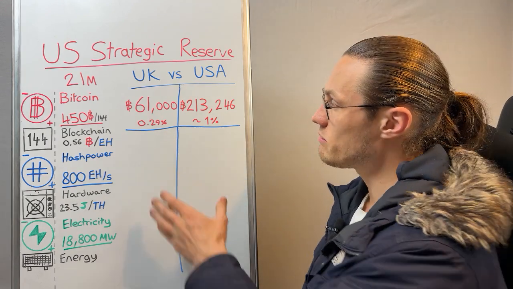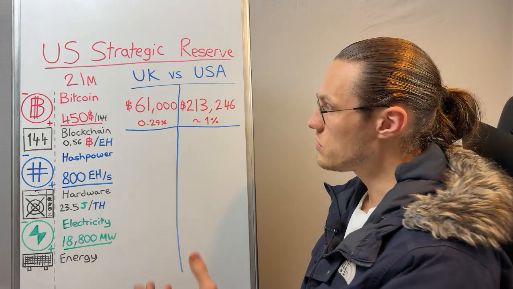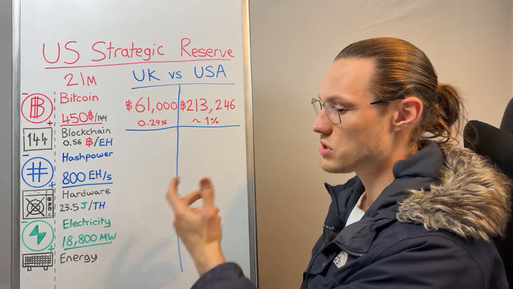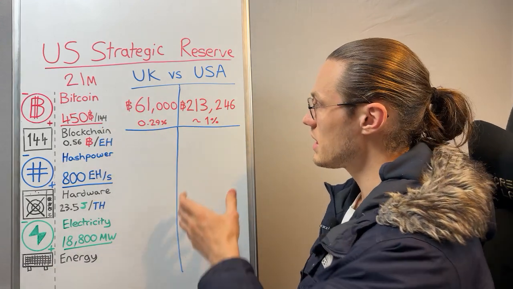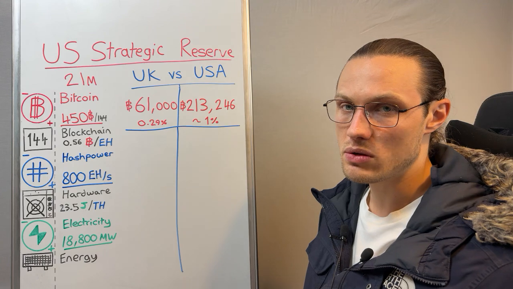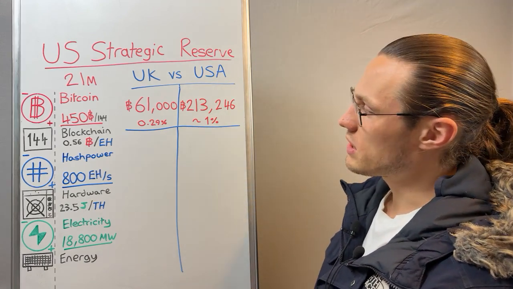For example, I've made a comparison between the UK and the USA. So right now, the UK has 61,000 Bitcoin, which is 0.29% of the total 21 million. And the USA has 213,000 Bitcoin, which is roughly 1%. Now, this is where it gets interesting.